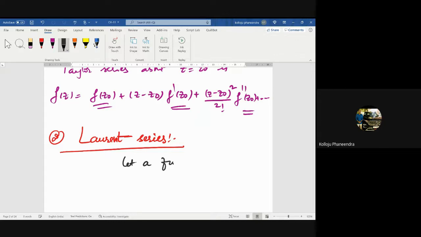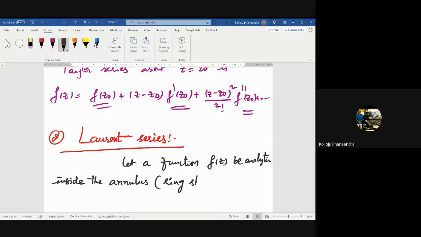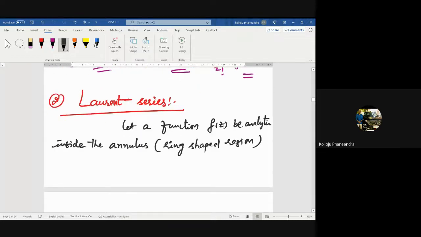Let a complex function f of z be analytic inside the annulus. Annulus means ring shaped region, like your ring. A ring shaped region is bounded by two concentric circles.